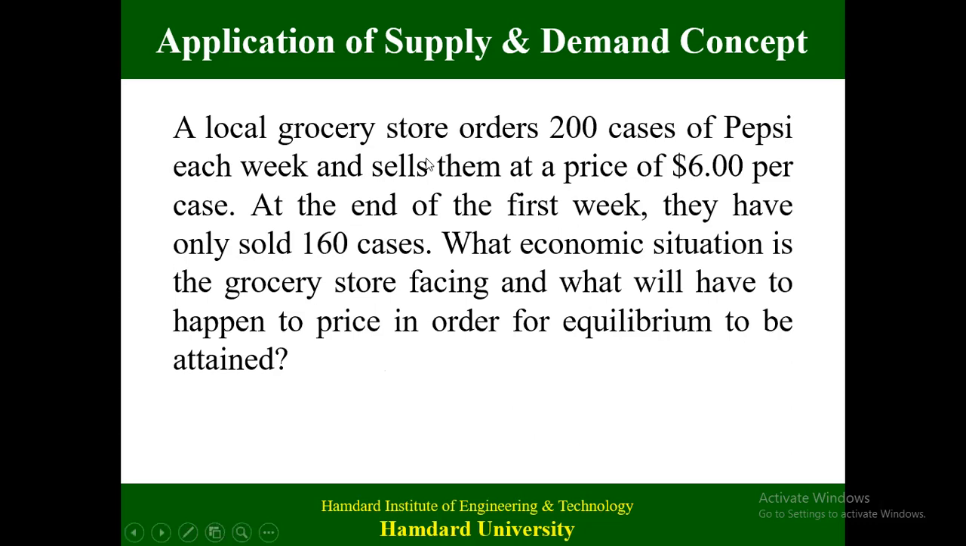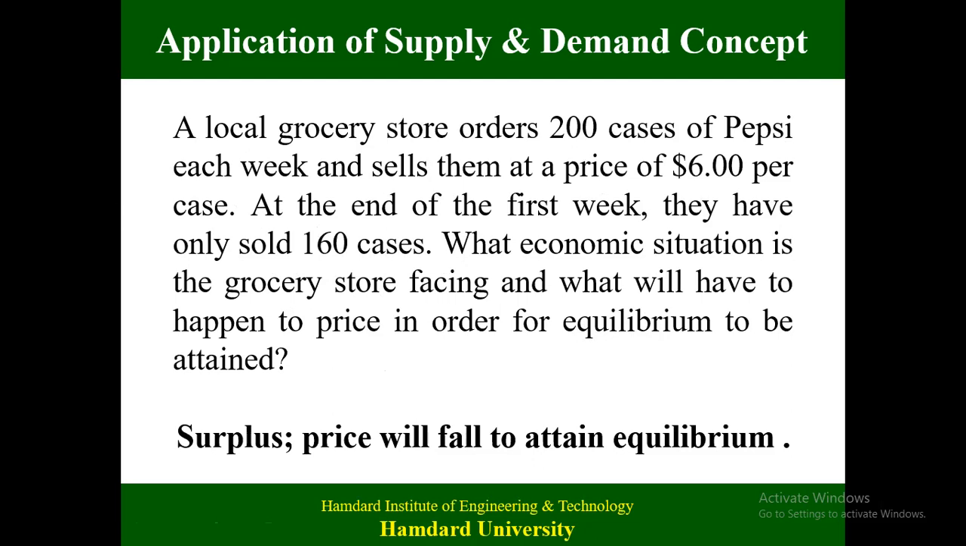A local grocery store ordered 200 cases of Pepsi each week and sells them at the price of $6 per case. At the end of the first week, they have only sold 150 cases. What economic situation is the grocery store facing, and what will have to happen to price in order for equilibrium to be attained? So we can say the price will fall to attain equilibrium.